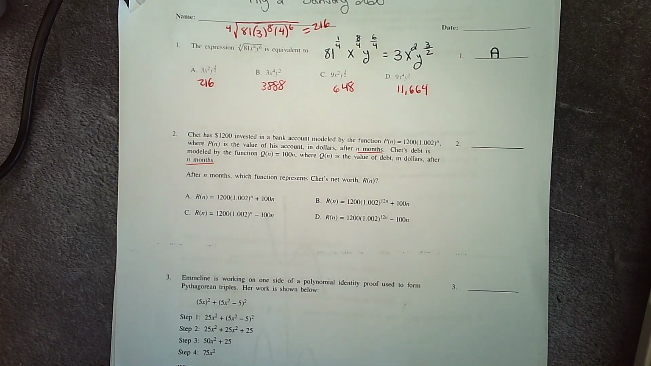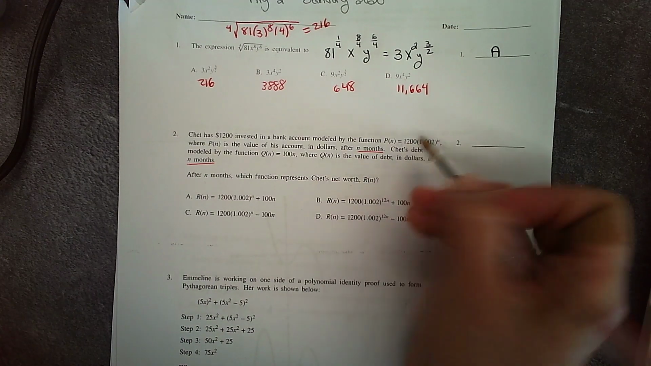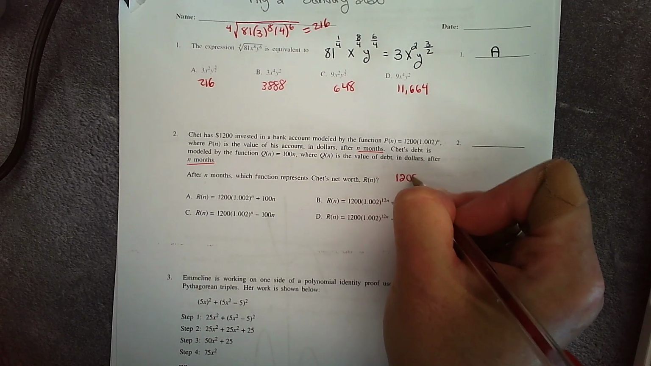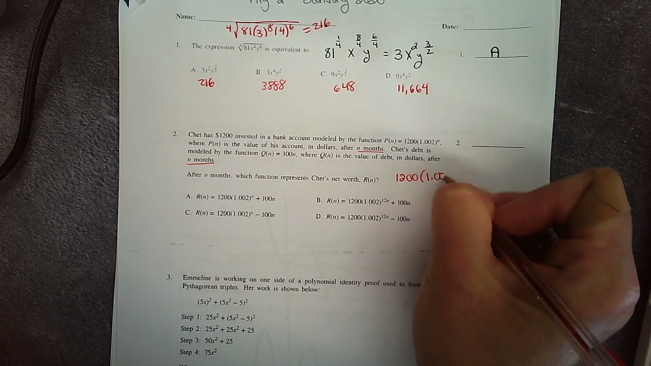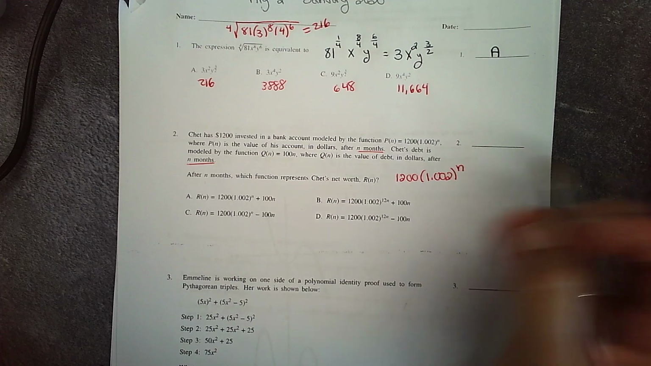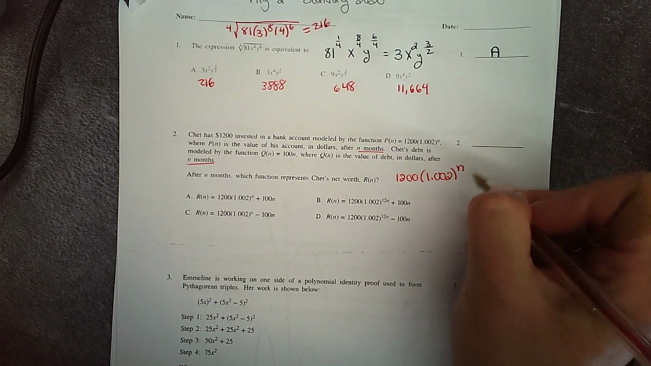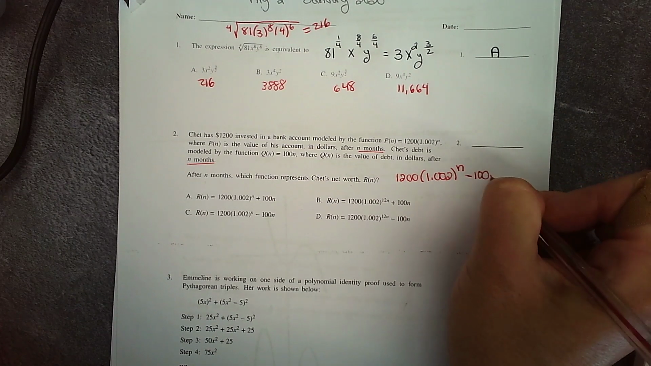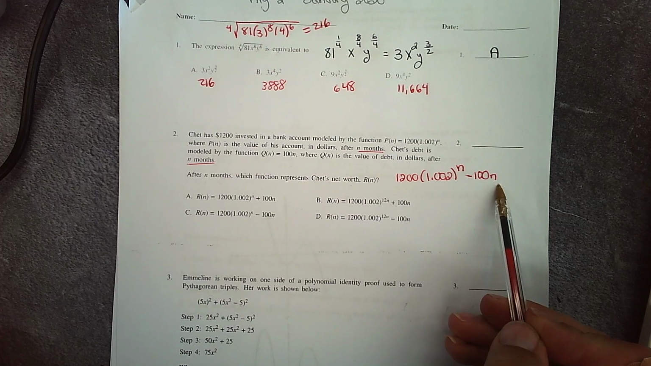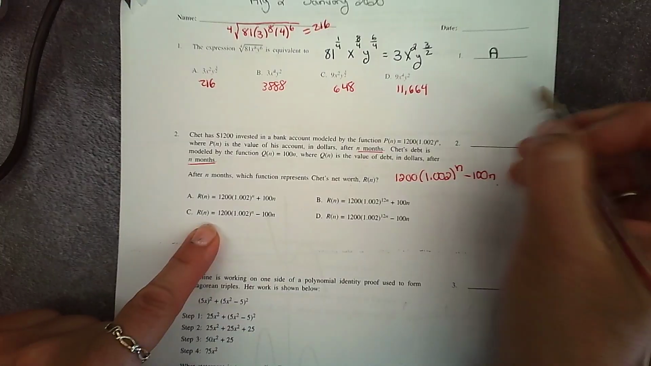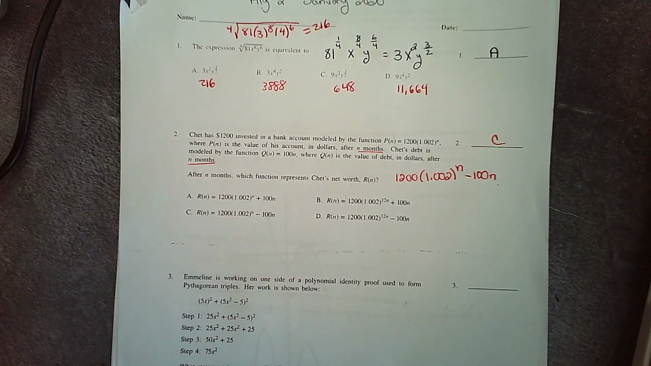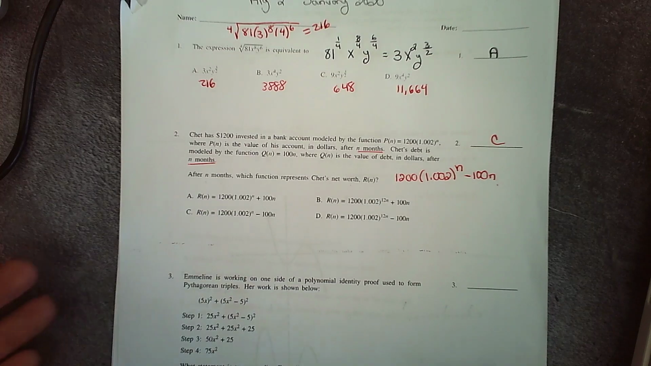After n months, which represents his net worth, which means how much does he totally have? Well, that means it's all the money you have minus how much you owe. So how much does he have? He's got 1,200 times 1.002 to the n. So that's how much he has. Take away how much he owes. All right, and if you see, that's the same thing as choice C. So that question really had nothing to do with anything complicated.